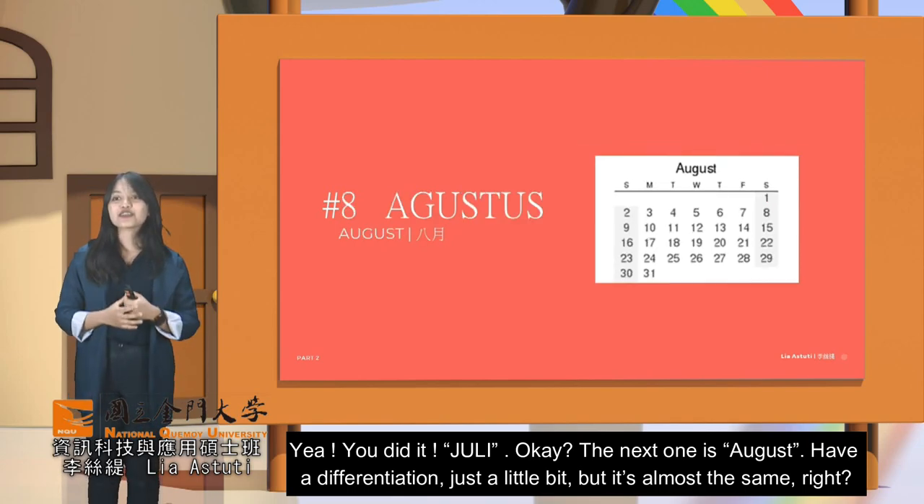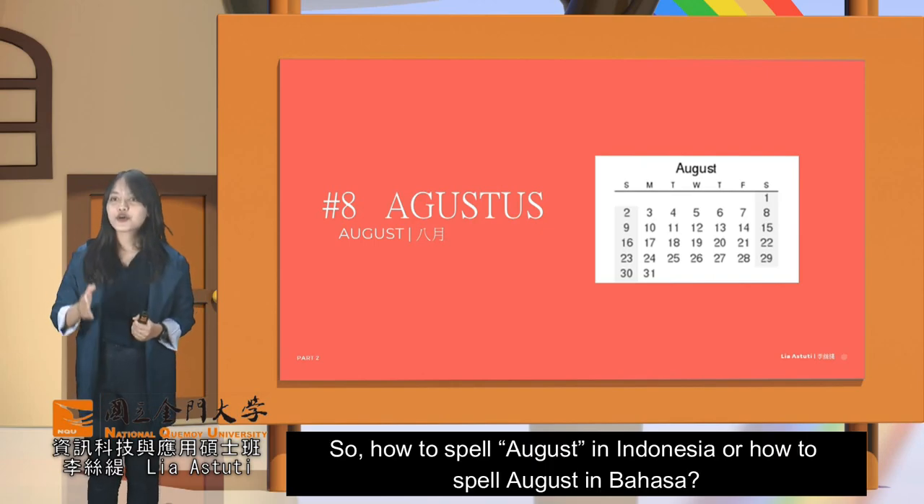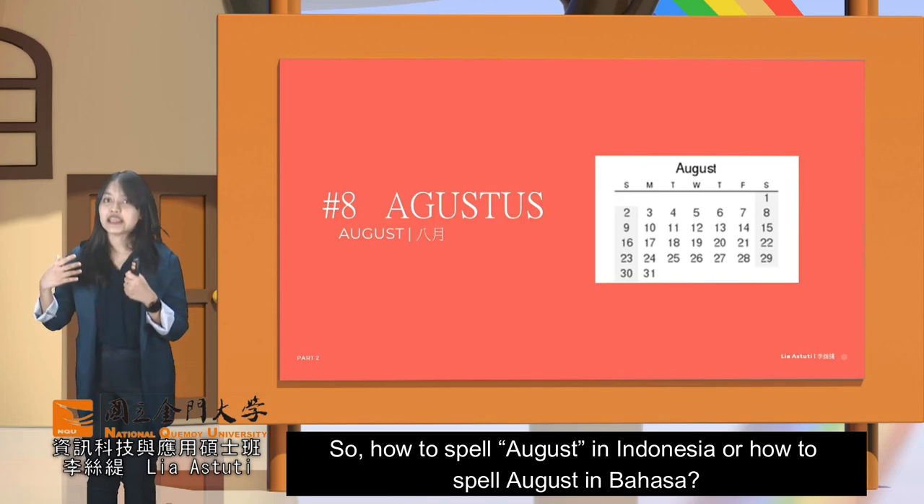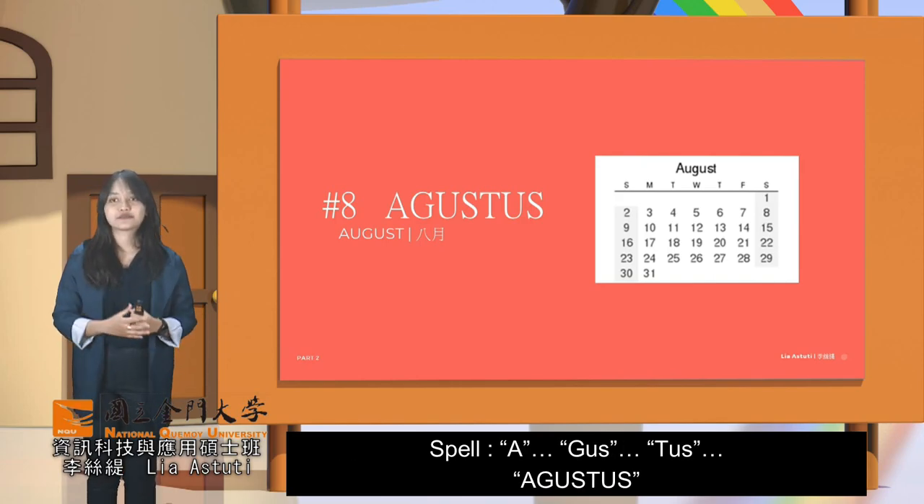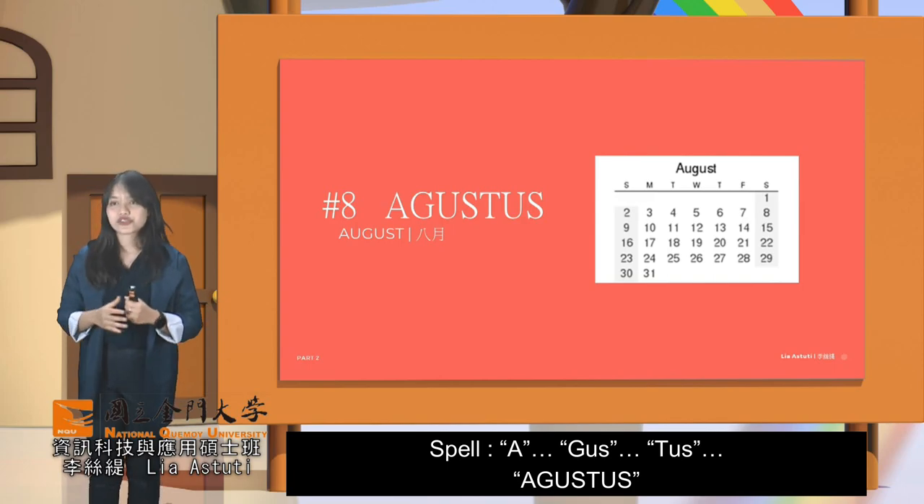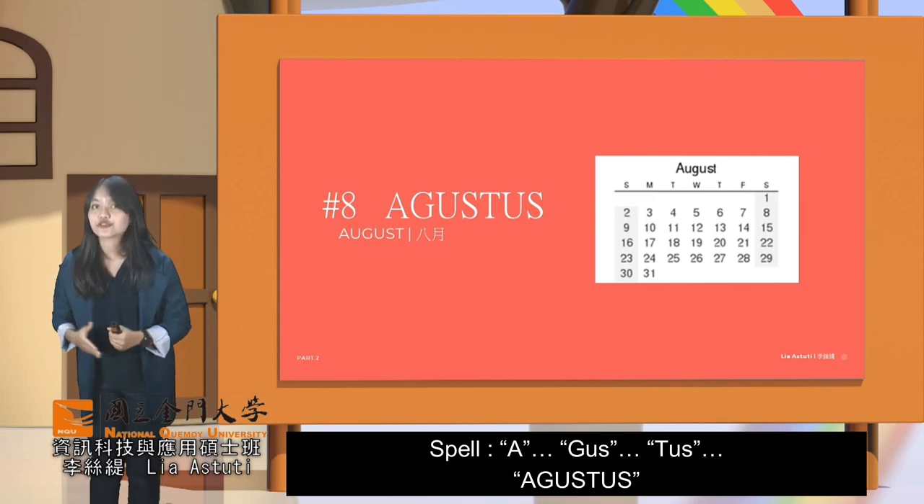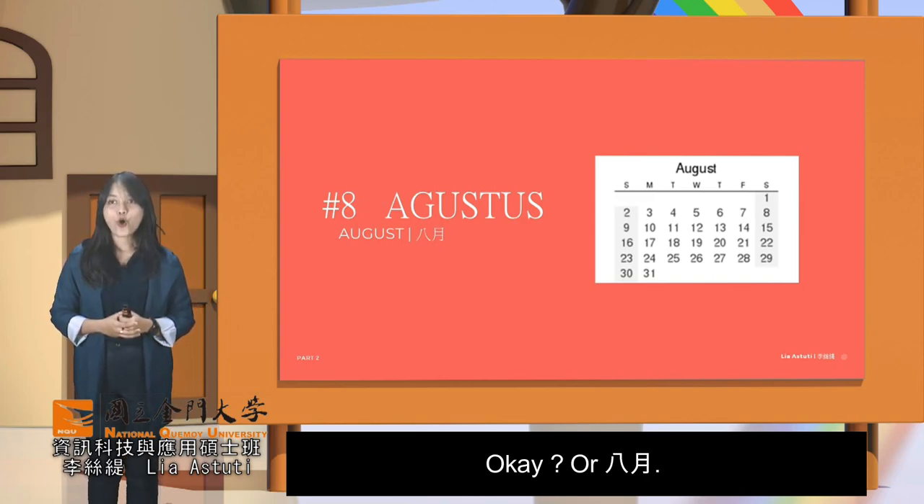Okay, the next one is August. Have differentiation? Just a little bit. But it's almost the same, right? So, how to spell August in Indonesia? Or how to spell August in Bahasa? A. Gus. Tus. Agustus. Okay? Or Paiwe.